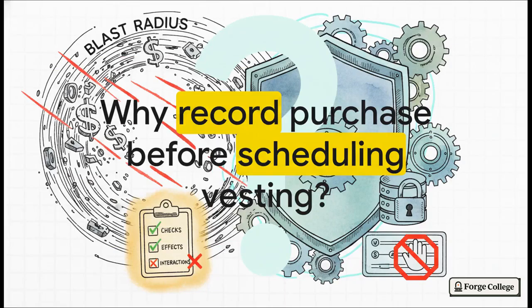But wait, why do we record the purchase internally before scheduling the tokens? Well, if you're sitting there shouting checks effects interactions pattern at your screen right now, you hit the nail on the head. We do this specifically to stop reentrancy attacks. That's a terrifying exploit where a hacker repeatedly drains funds before the system even registers their first withdrawal. It's a massive blast radius that we absolutely want to avoid. So we limit that risk by updating our internal effects before making any external interactions.